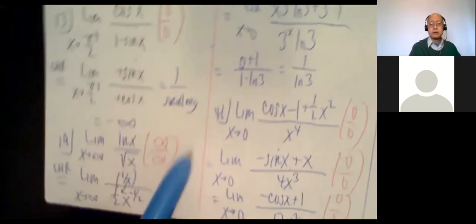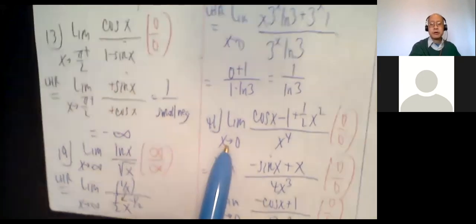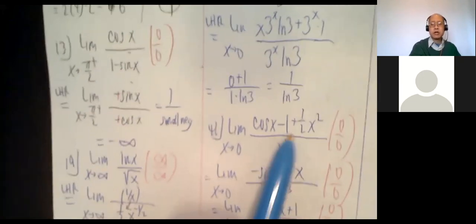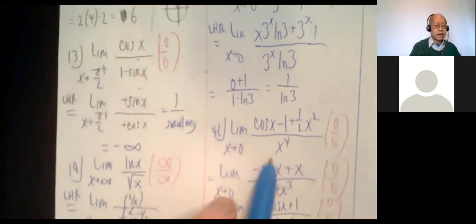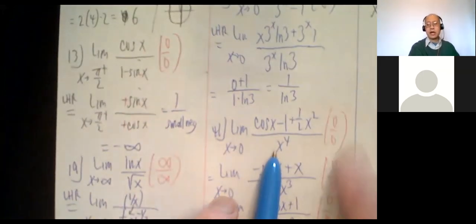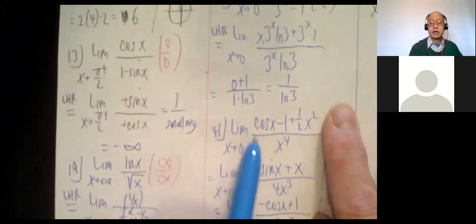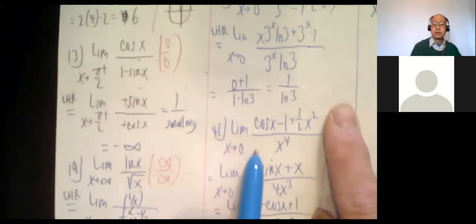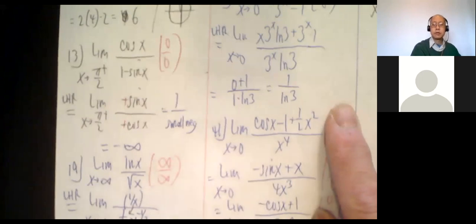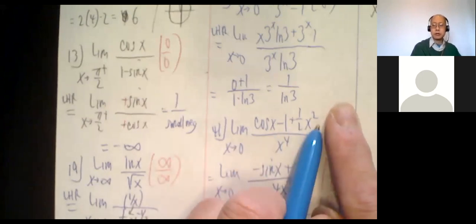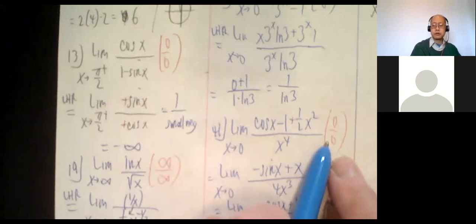Okay, now 41 on the next page is really interesting. I'll show you why. Limit as x approaches 0 of cosine x minus 1 plus 1/2 x squared, divided by x to the 4th. I've already shown it, but let me temporarily cover it up, though you already saw it anyways. So plug in 0. Cosine of 0 is 1, minus 1 is 0, plus 0, x to the 4th is 0, so 0 over 0.